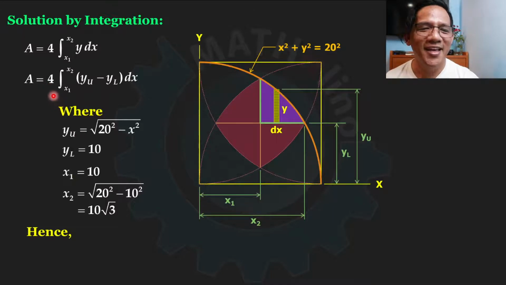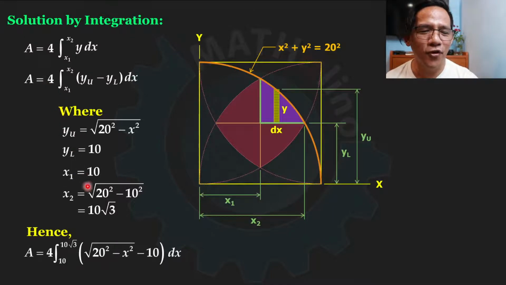Substitute. Area is equal to 4 times the integral from x1 to x2 of y upper, the upper end of the strip, minus y lower. Y lower is 10. dx.